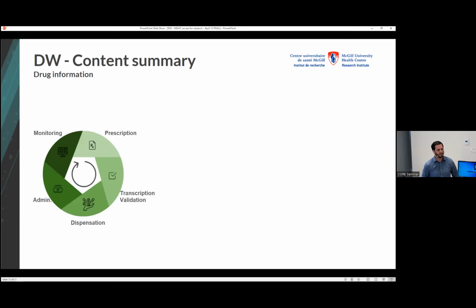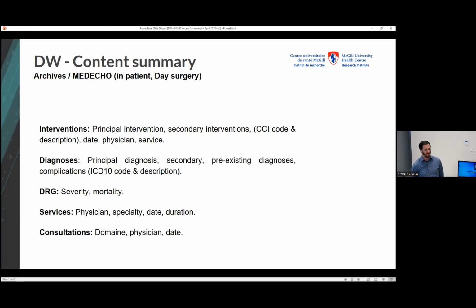Canada doesn't reimburse, but the ministry still wants to compare apples with apples between two hospitals to know who gets a bigger budget and so forth. That's where I think it's a shadow way of... Services, physicians. Service, physician, specialty, date, duration of a service, consultation, domain, physician, date.